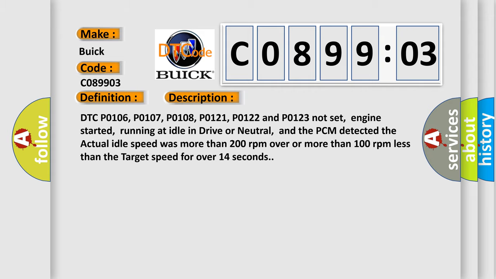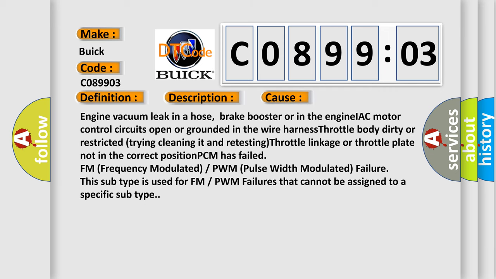This diagnostic error occurs most often in these cases: engine vacuum leak in a hose, brake booster or in the engine, IAC motor control circuits open or grounded in the wire harness, throttle body dirty or restricted, try cleaning it and retesting, throttle linkage or throttle plate not in the correct position, PCM has failed, FM frequency modulated or PWM pulse width modulated failure. This subtype is used for FM or PWM failure that cannot be assigned to a specific subtype.